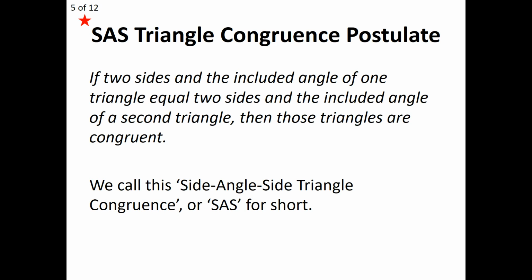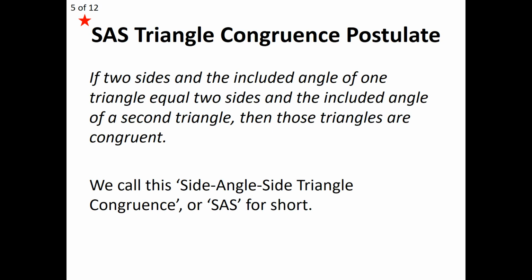So let's jump into what this says. It says this: if 2 sides and the included angle, there's our new vocabulary word, if 2 sides and the included angle of one triangle equals 2 sides and the included angle of a second triangle, then those 2 triangles are congruent. So let's say that again. If 2 sides and the included angle of one triangle equals 2 sides and the included angle of a second triangle, then those triangles are in fact congruent.